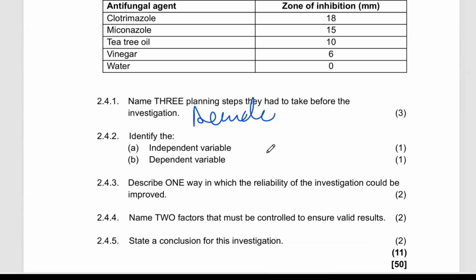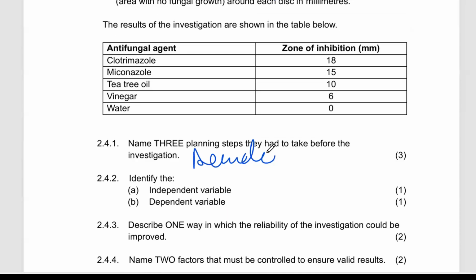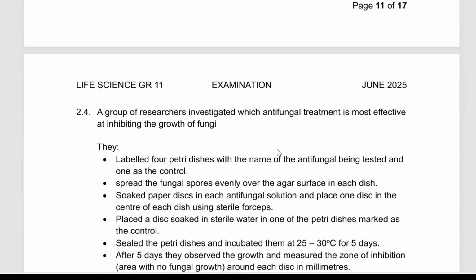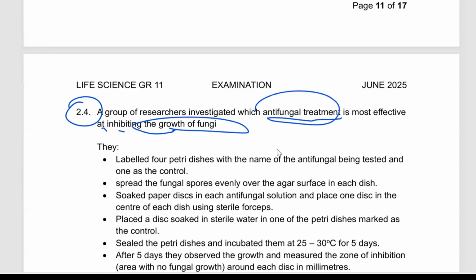They're saying identify the independent variable. If you look at the independent variable, it shows that the antifungal agent will determine the growth. Let's go back to the question. A group of researchers investigated which antifungal treatment is most effective at inhibiting the growth of the fungi. So this one is the one which determines the growth of the fungi.